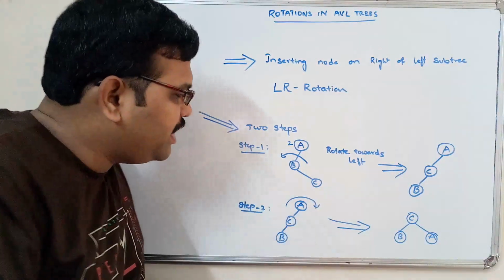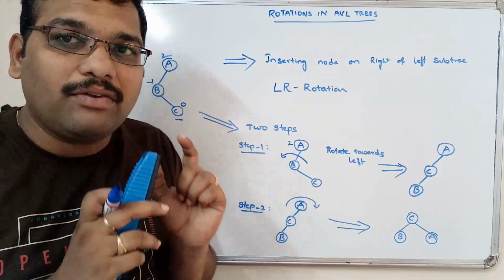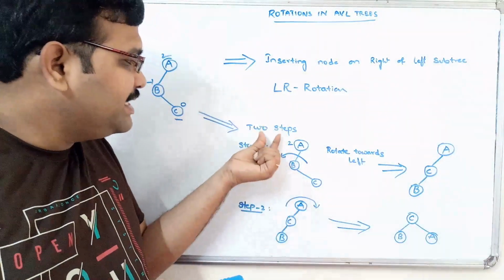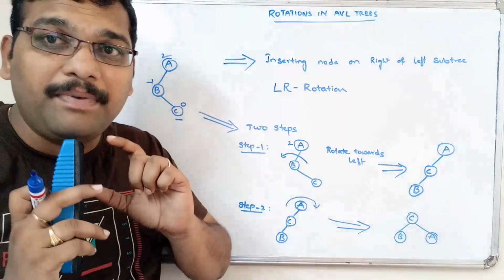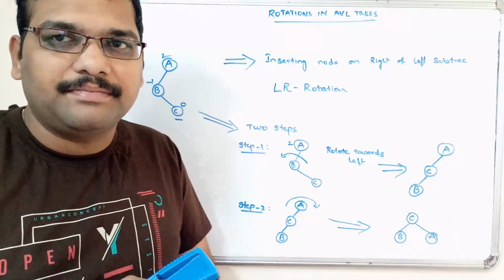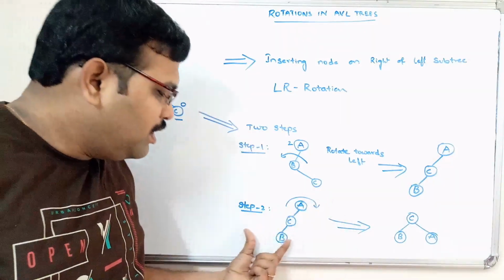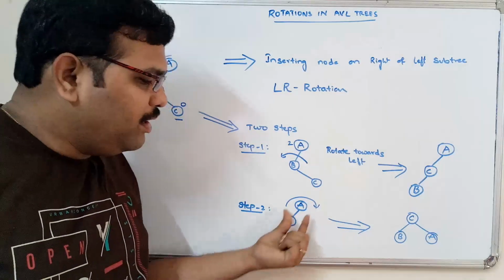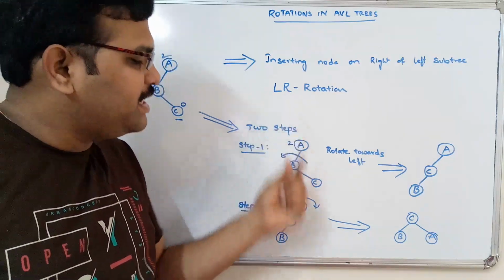Once again I am saying that after step 1 we should not calculate the balancing factor, because this is a two-step process. We have to complete the 2 steps and only then calculate the balancing factor. So for the left skewed tree, we apply the rotation in the second step.